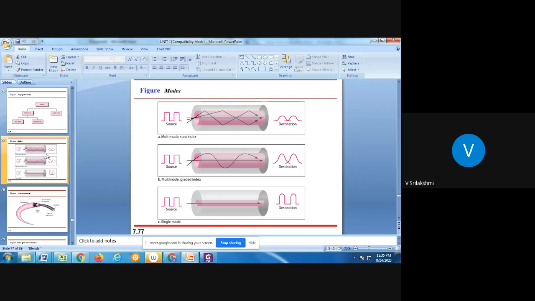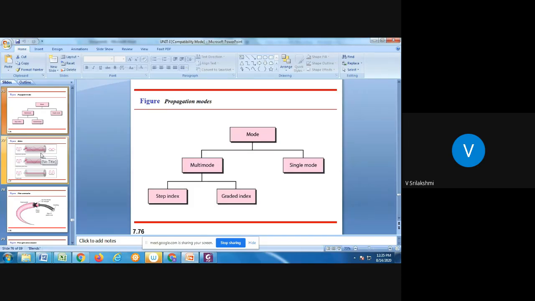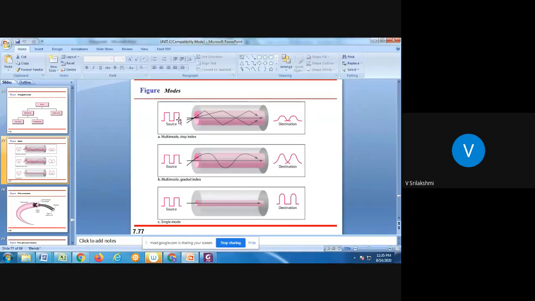Now we are discussing the first mode, that is the propagation mode of optical fiber, that is multi-mode. Under multi-mode, what is the first one we are having? Step index. So coming to the multi-mode step index, what is the medium you are using here? Optical fiber, and the signals you are sending here are optical signals. As the name suggests, multi-mode. So here multiple beams are sent through the cladding. In step index, multiple beams, that means more than one beam you are sending.